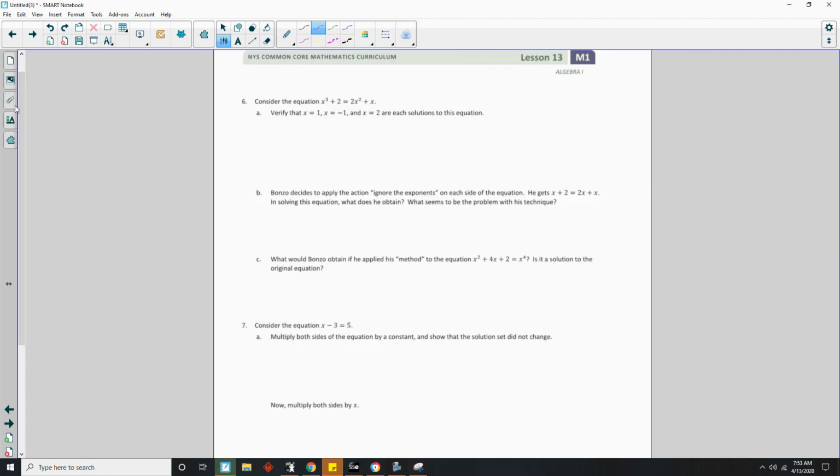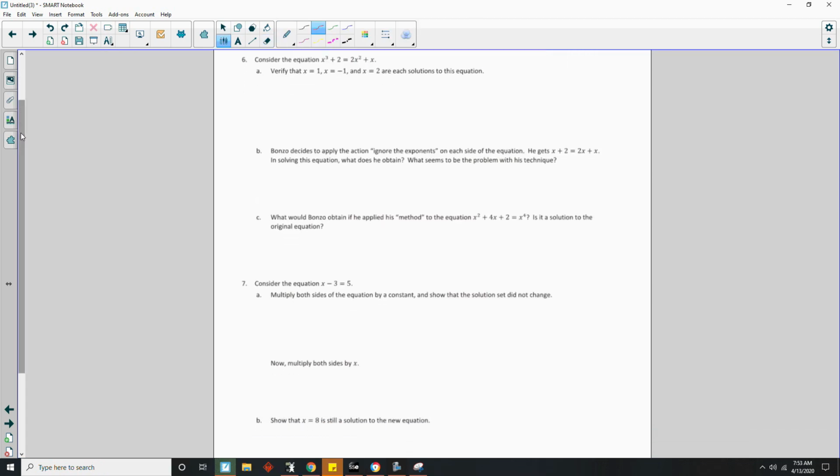Okay, page 4 brings us to problem number 6, and it says to consider the equation x cubed plus 2 equals 2x squared plus x. Verify that these three x's are each solutions to the equation, so we're just going to substitute. So 1 in for x would give me 1 cubed plus 2 equals 2 times 1 squared plus 1.